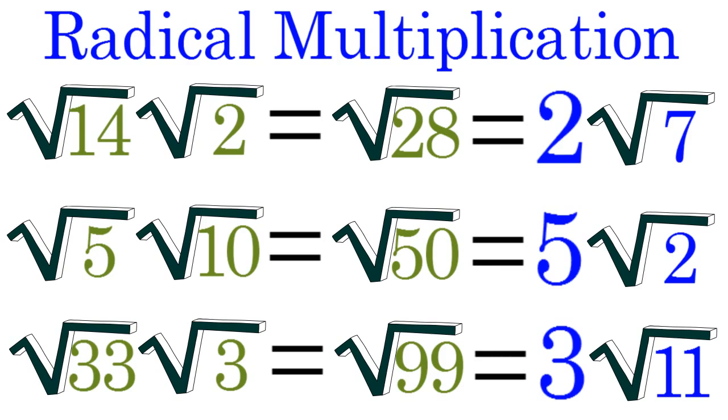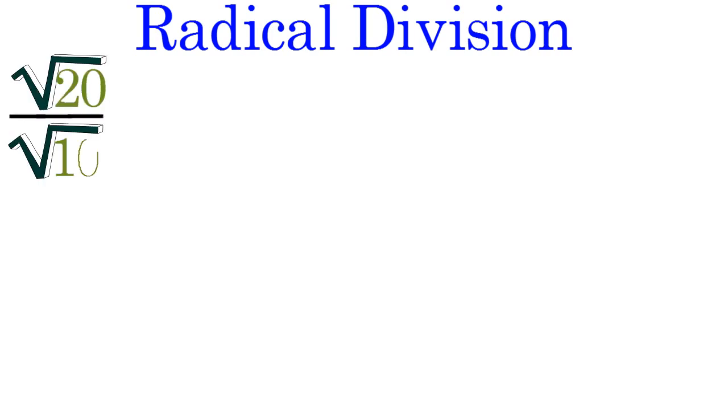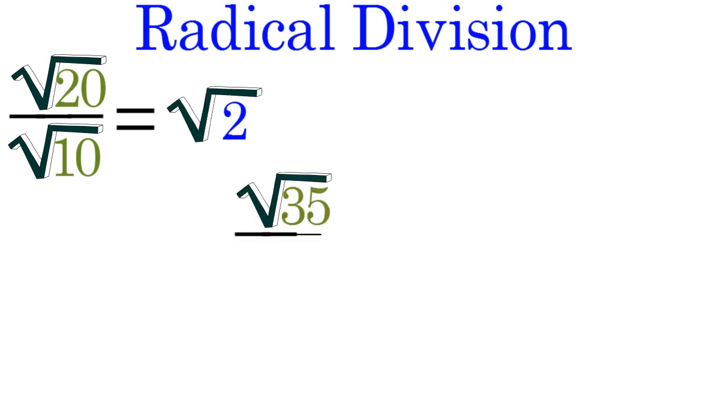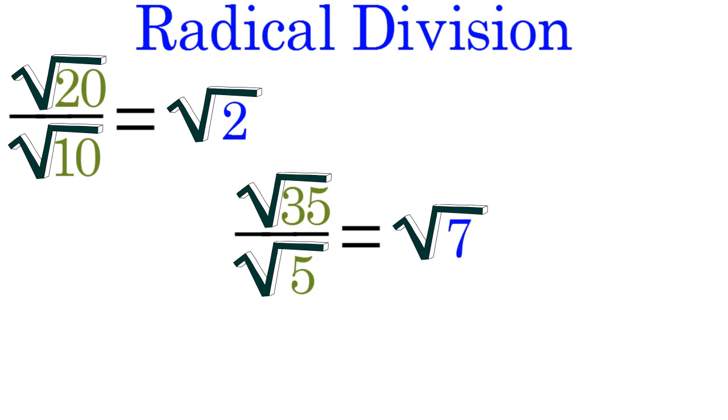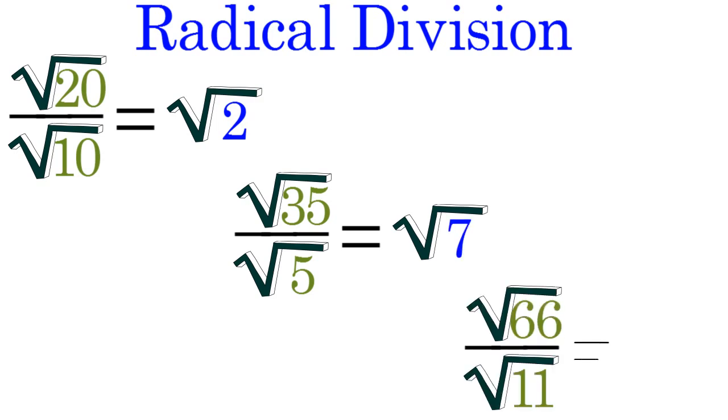As with multiplication, dividing one radical by another is similar to dividing integers. For example, radical 20 divided by radical 10 equals radical 2. Radical 35 divided by radical 5 equals radical 7. And radical 66 divided by radical 11 equals radical 6.